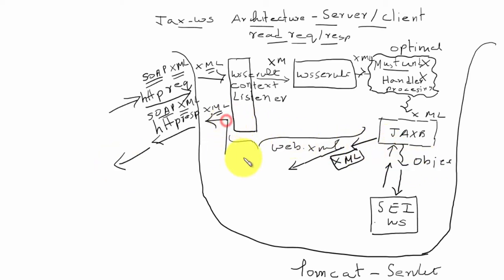If there are any exceptions, then there will be something called fault processing. If there are any exceptions, the framework will automatically add some SOAP fault elements. In SOAP, we have the concept of fault elements. If any exceptions are encountered, fault elements are added to the SOAP message. Till now I explained the JAX-WS server-side architecture.